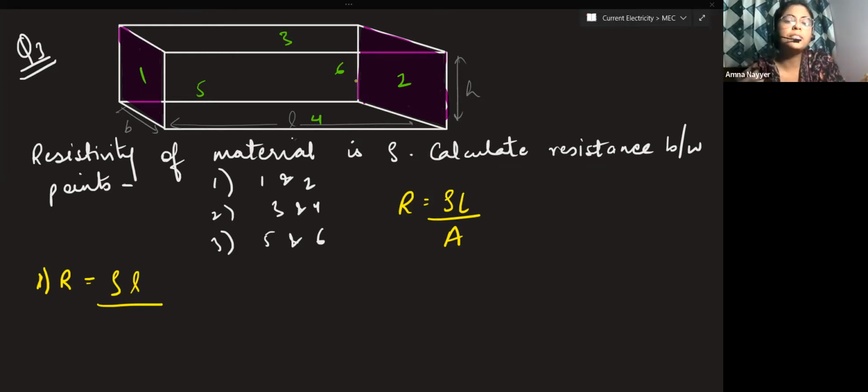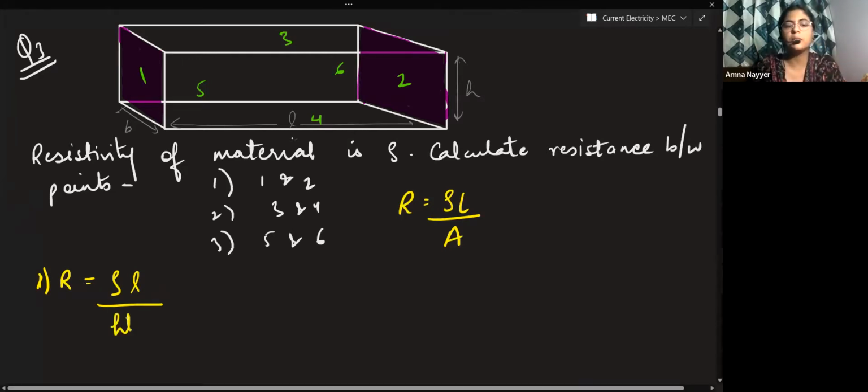R between the first and second point will not be rho B by HL. See, separation between the first and second face is L. So rho L divided by the area. Area of the square becomes B multiplied by the height. Height is H. So rho L by HB. This will not be rho B by HL. Rho B by HL will be for a different one.